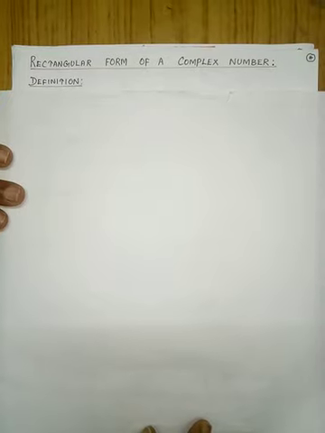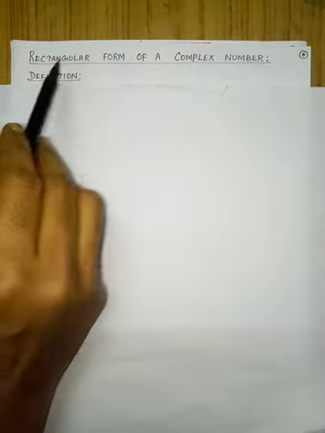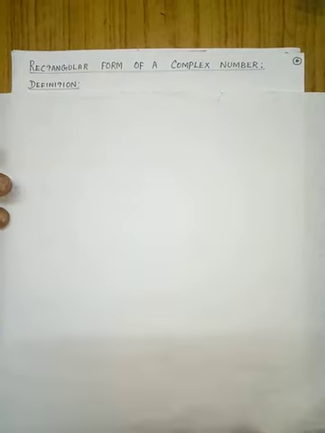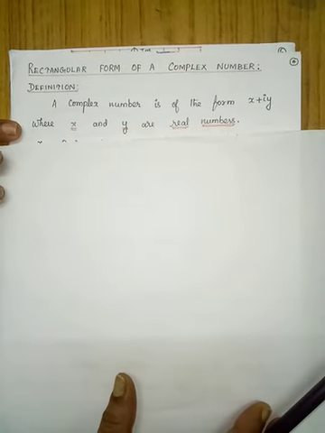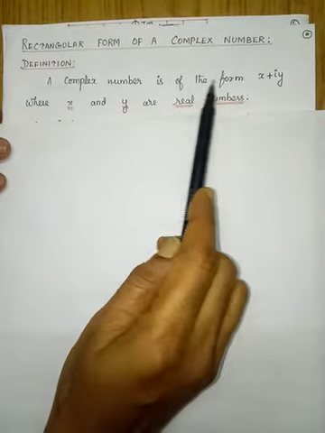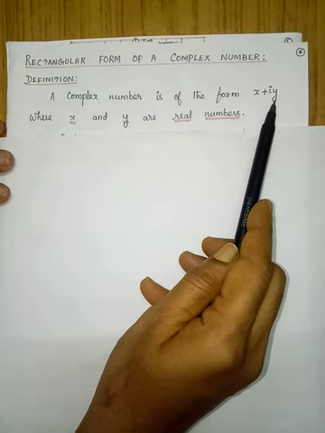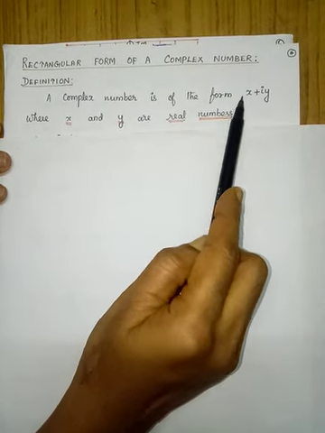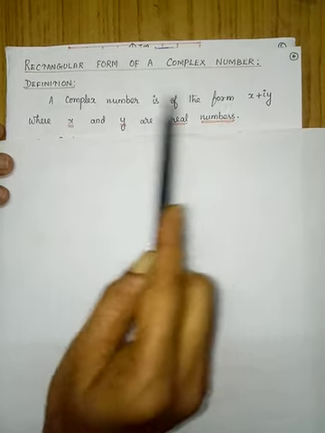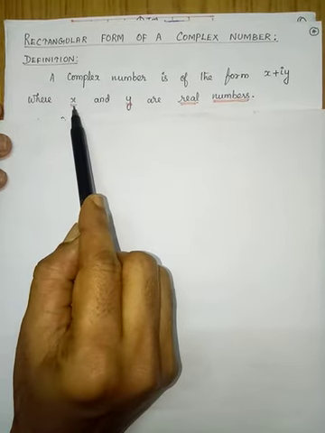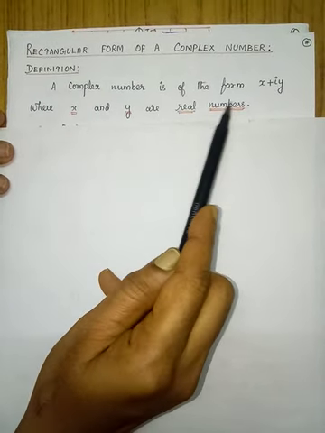So now we are going to see the rectangular form of a complex number. So go for the definition. A complex number is of the form x plus iy, where x and y are real numbers.